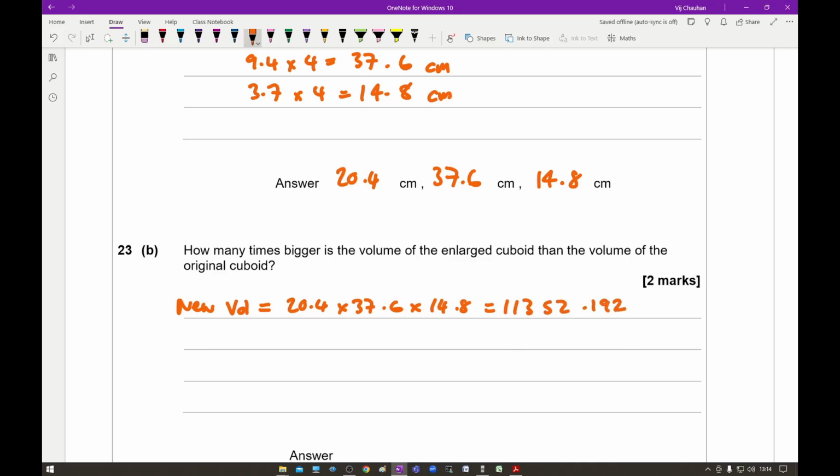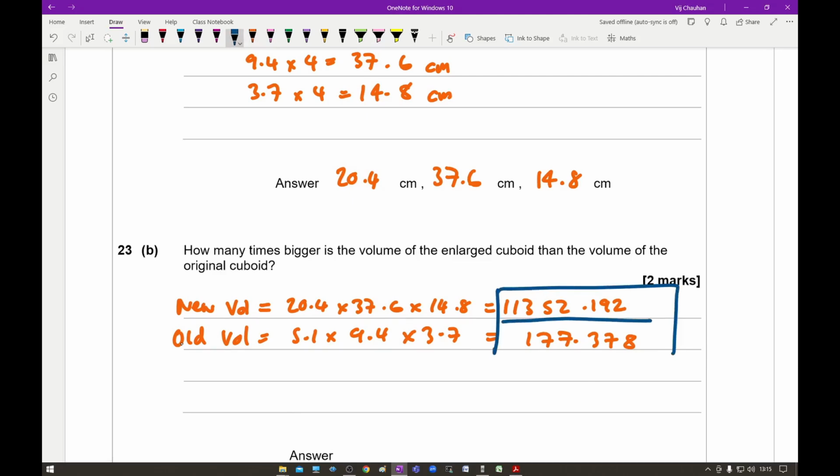11352.192. And if I work out the old volume using the original numbers, that's going to be 5.1 multiplied by 9.4 multiplied by 3.7, and that comes up to a total of 177.378. Then to work out how many times bigger, I just do the new shape divided by the old shape. So if I divide this calculation together here, that gives me an answer of 64.